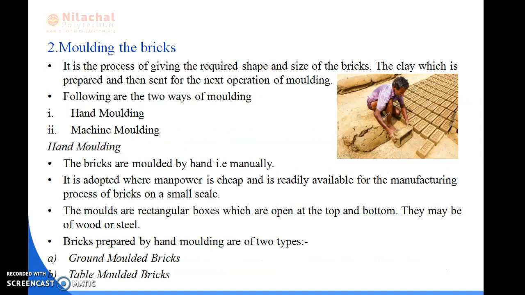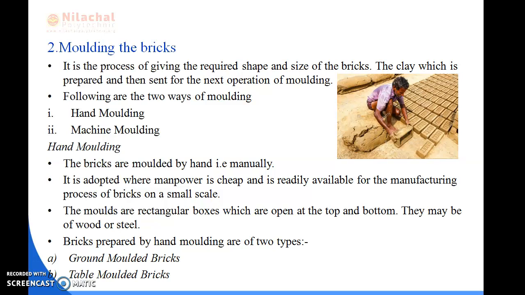In the next slide we studied the molding of bricks. After the preparation of the clay is over, the process of molding of bricks starts. Molding is the process of giving the required shape and size to the bricks, and there are 2 types of molding of bricks. First is hand molding, second is machine molding.